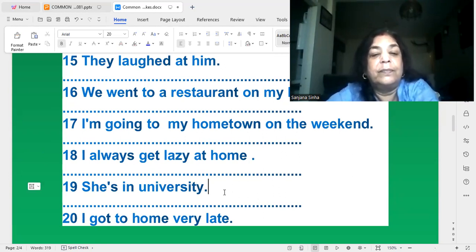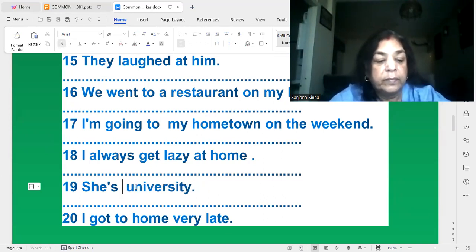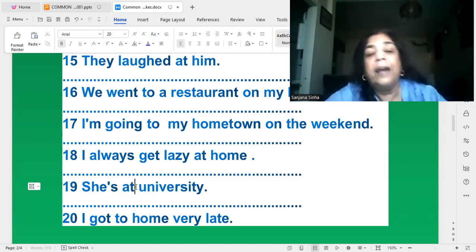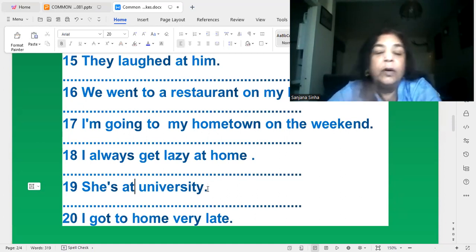19. She's in the university. So, what can be the rectification? She is. Yes, you're right. She's at the university. Always remember, in for a larger space and at for a smaller one.